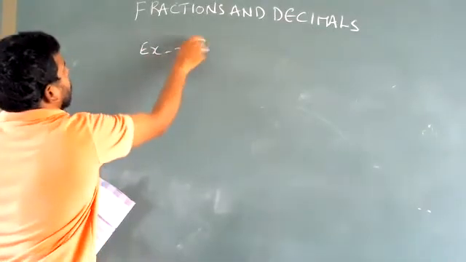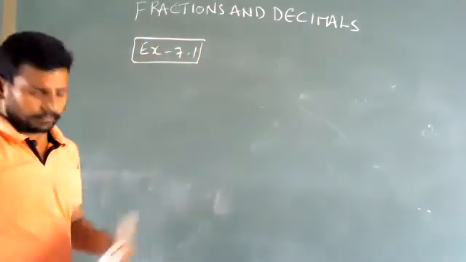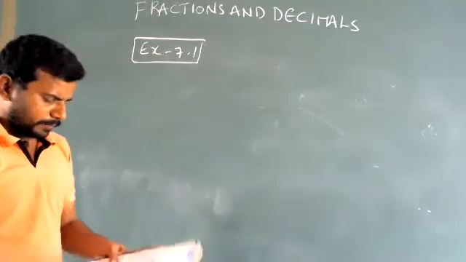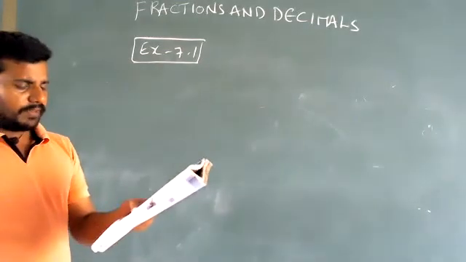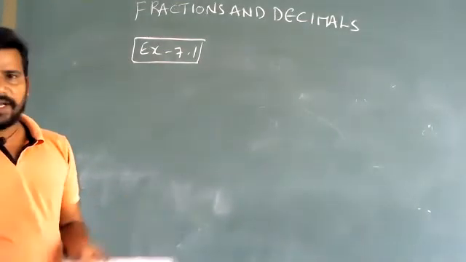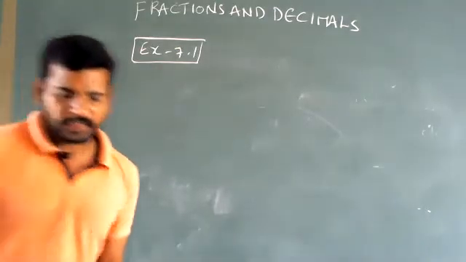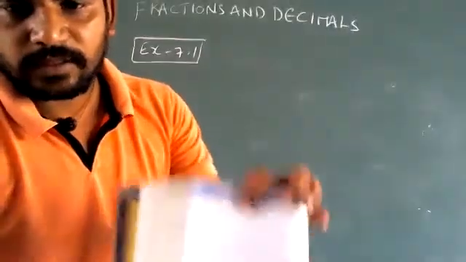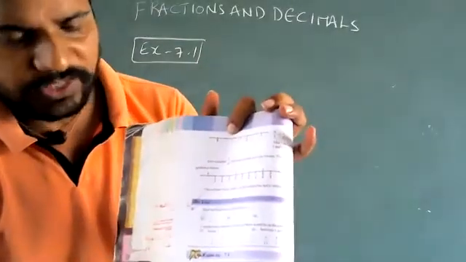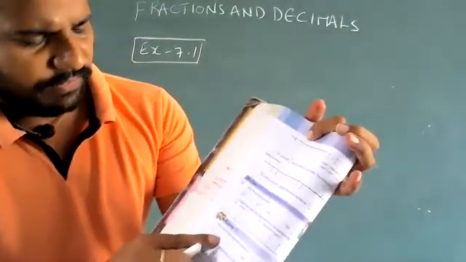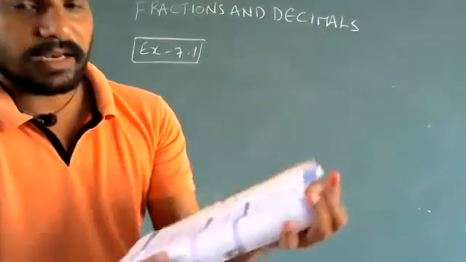Exercise 7.1. First problem. Out of these, which are proper fractional numbers? Look at your textbook, children. The first question: which of these are proper fractional numbers?